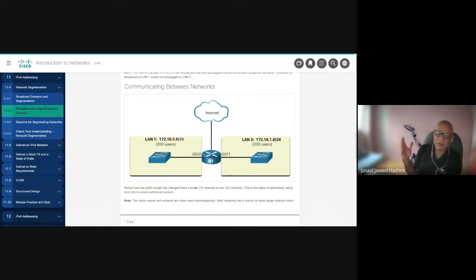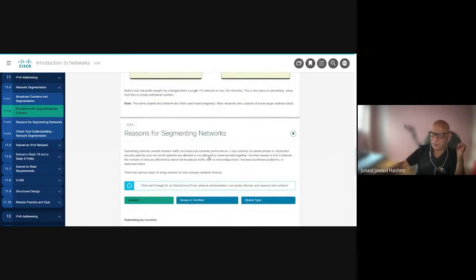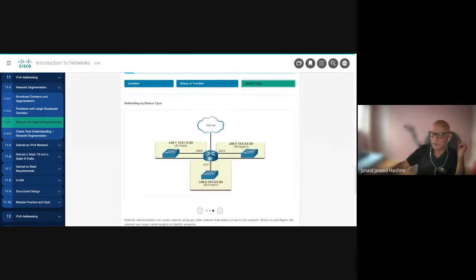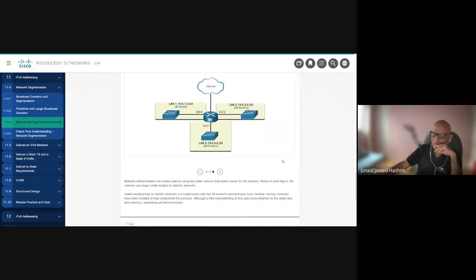Some applications generate more traffic than others. Graphic applications generate more traffic. So even though you have only 5 graphic designers in your organization, and they all work collaboratively on one project, you put those 5 designers in a separate network. Also the device type: you also subnet based on what type of device you're using.